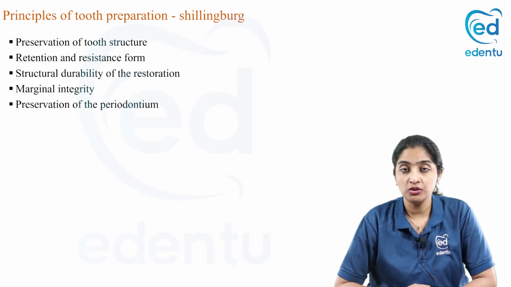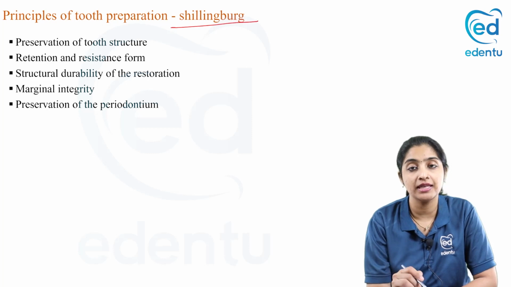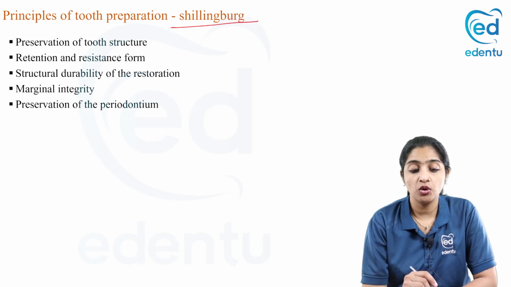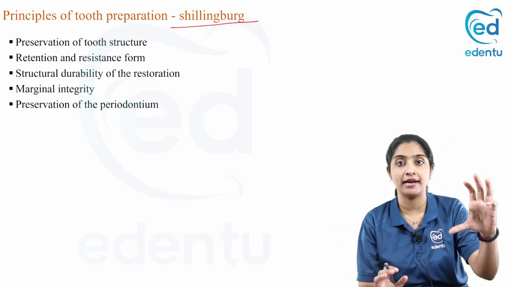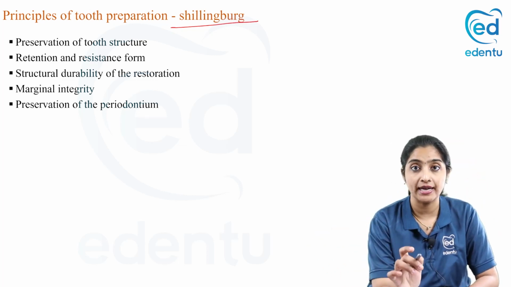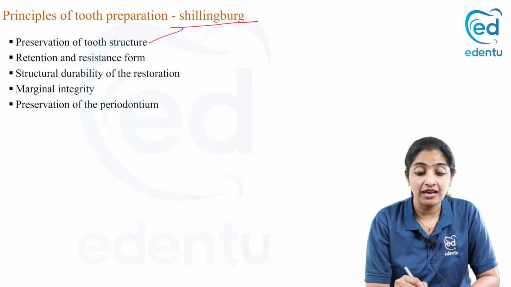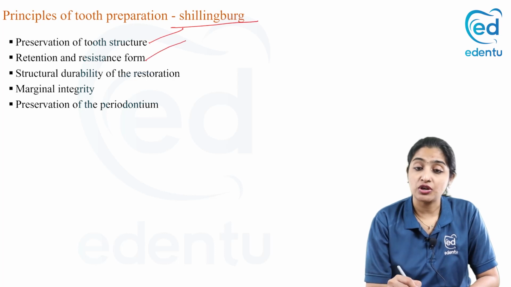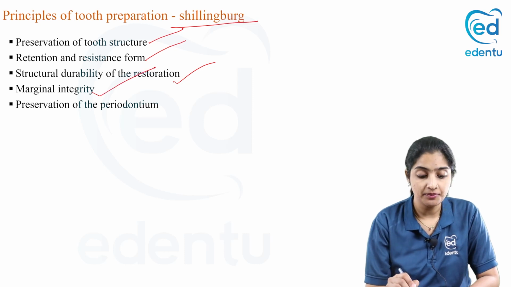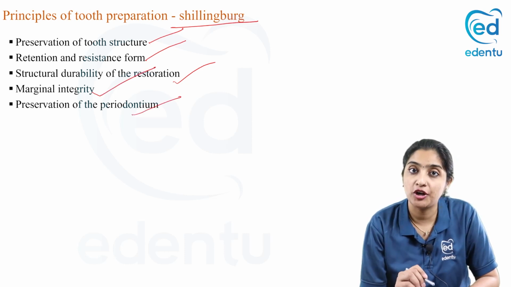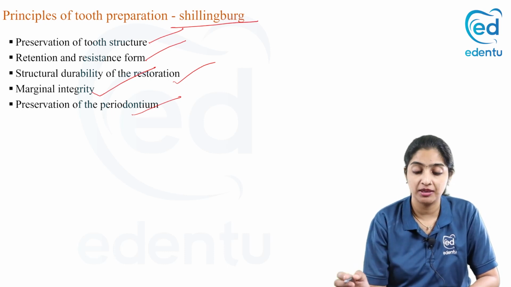Principles of tooth preparation. What are the principles? Ideally, these were given by two people. One is Shillingburg, the other is Rosenstiel. Shillingburg classified it into 5 headings: preservation of tooth structure, retention and resistance form, structural durability of the restoration, marginal integrity and preservation of the periodontium. So, these are the 5 principles of tooth preparation which were given by Shillingburg.